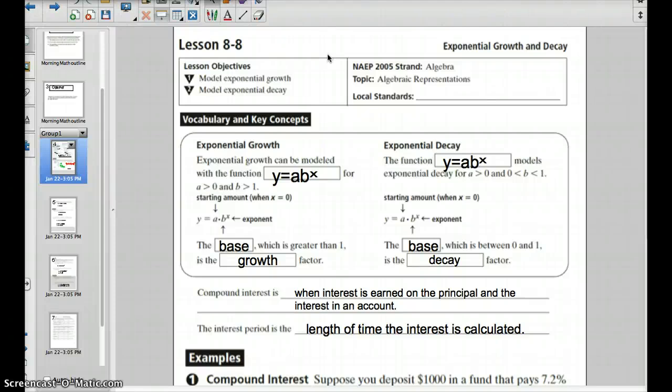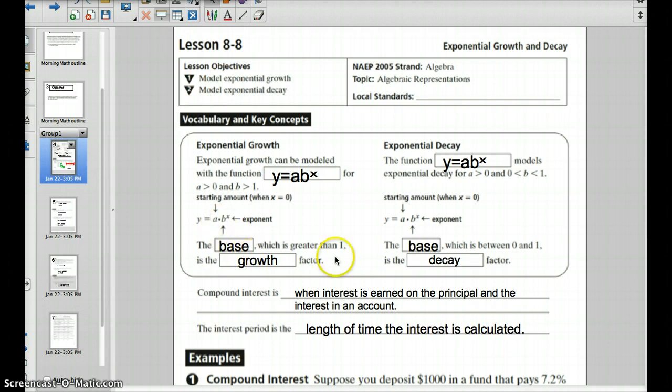Welcome to Lesson 8.8. We are modeling exponential growth and decay. This is a continuation of 8.7, which we talked about exponential functions. So exponential growth, as we talked about yesterday in 8.7, is y equals a times b to the x. Now, the difference between yesterday and today is that we now are going to look at this base here.